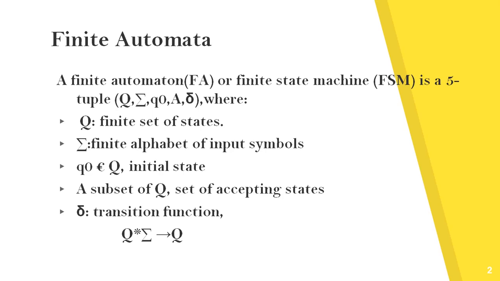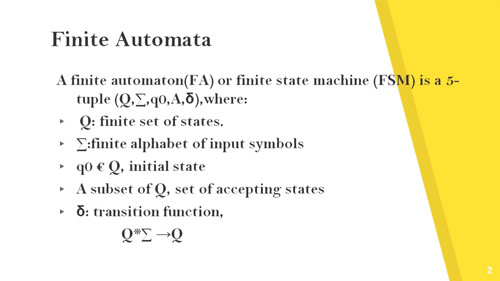The second parameter we require for designing our first computational model, the finite automaton, is sigma. Sigma is the set of input alphabets, either in the form of 0 and 1, or a and b. The third parameter is q0, the starting state of our design, also called the initial state. We represent the initial state by a circle with a forward arrow before it.